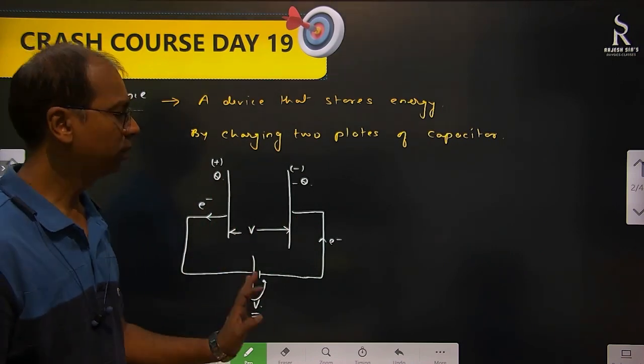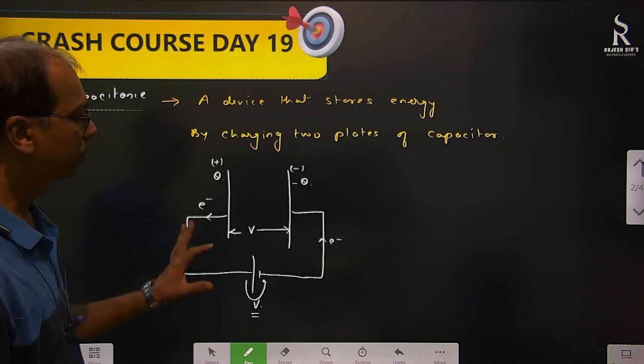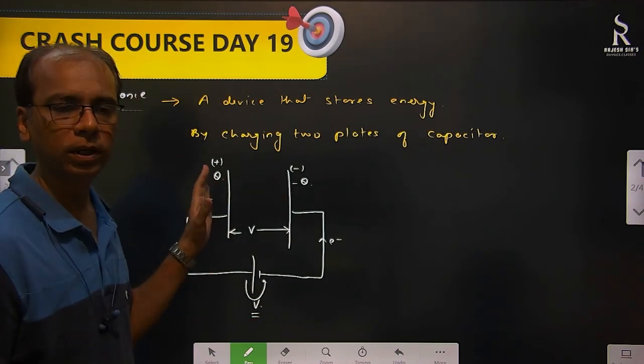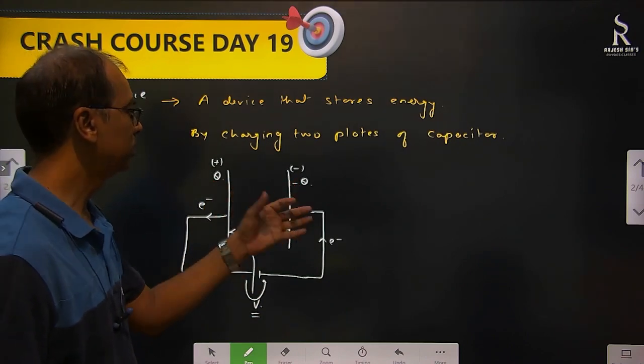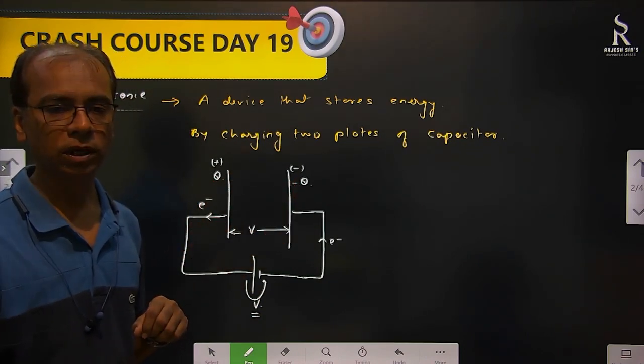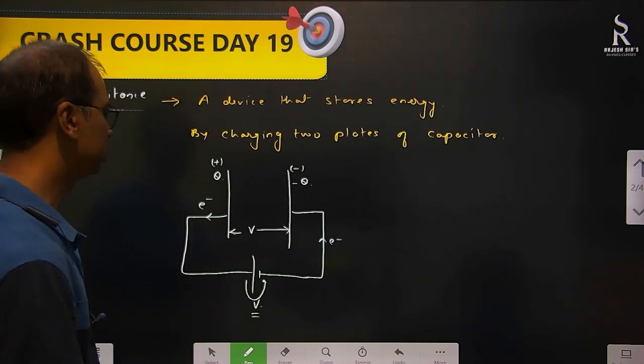How much energy is stored? We will see it. Okay, but this is the process. So what we did is we charged these two plates equally. One is positively charged, the other is negatively charged, and in doing so, we stored energy. Where do we use this energy? We can use it if, suppose, we remove this battery.